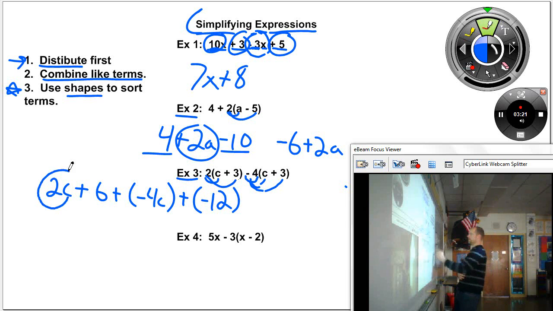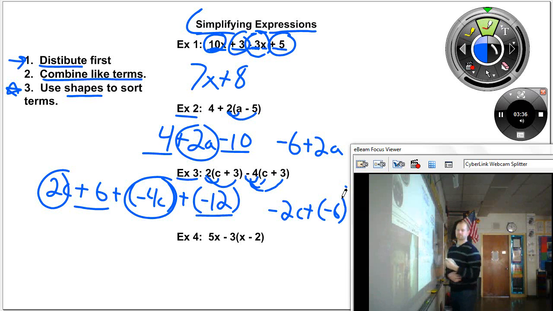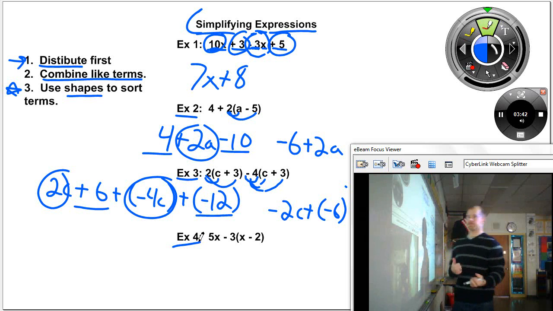Now when you combine like terms, you have 2c, negative 4c, which will give you a negative 2c, plus 6, and a minus 12 will get you a minus 6. Let's take a look at example number 4. Again, we have to distribute before we can combine like terms.